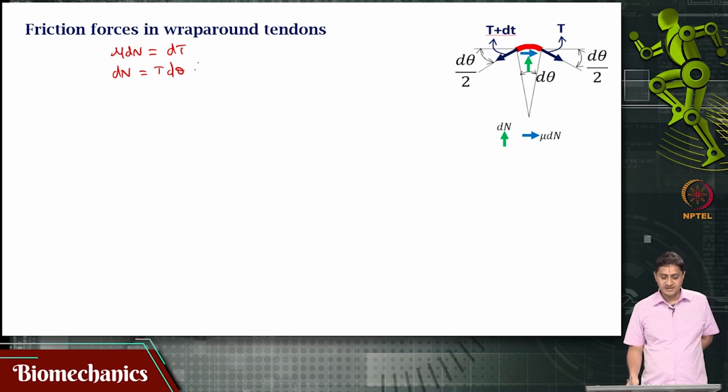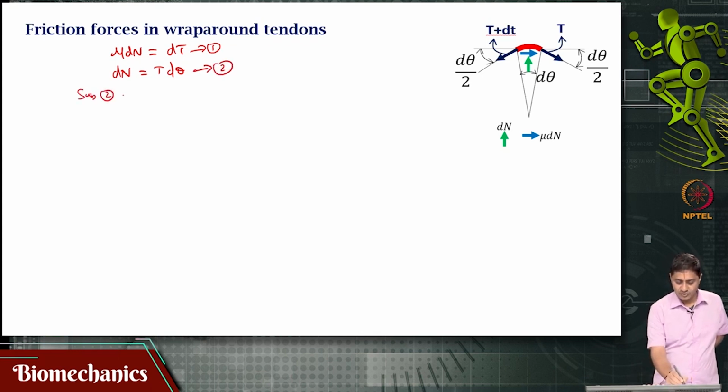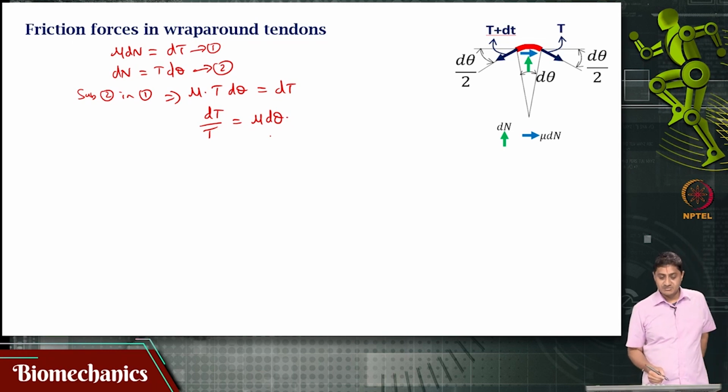Now, substitute for dn in the first equation. I am going to call this first equation 1 and this 2, and substitute 2 in 1. What do I get? Mu times T d theta is equal to dT, or dT by T is equal to mu times d theta. Integrate this between the limits of tension and the angles.